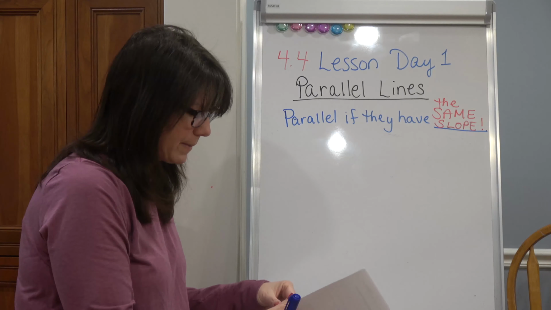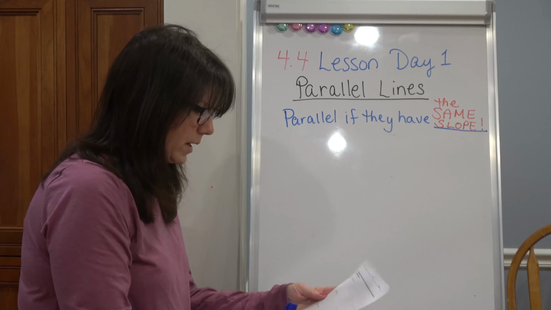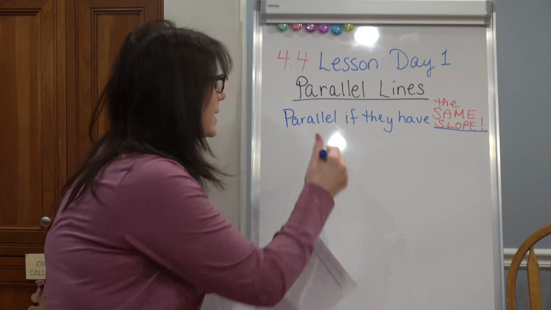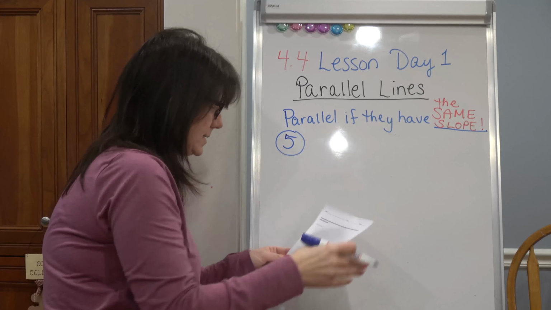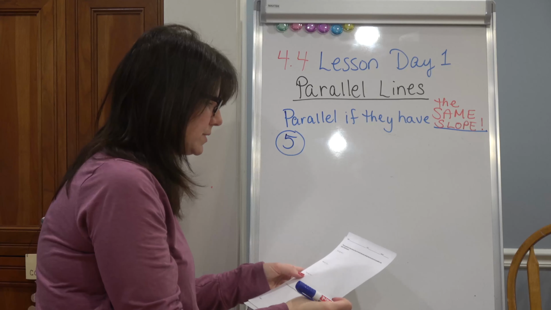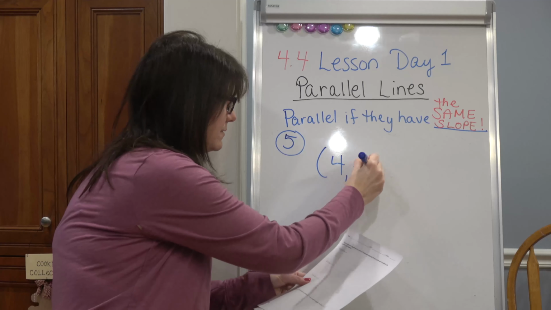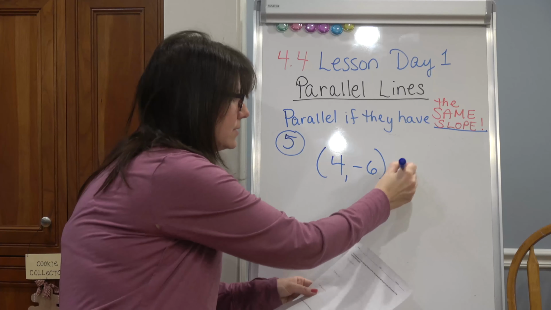So I'd like to do a problem on the back side to show you how it can get a little bit more complex. So I'm looking at number 5 on the back. It says, write an equation, so it's the same directions, in slope-intercept form for the line that passes through the given point. So in this case, it's (4, -6), and it's parallel to this line.